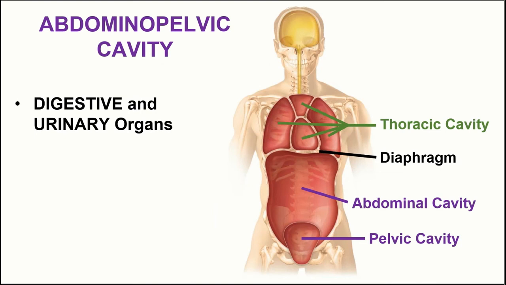Let's turn our attention to the abdominal pelvic cavity here. Now this cavity primarily contains the digestive and the urinary system organs, and we can actually subdivide this cavity into two divisions. We can divide it into the abdominal cavity, which is the superior-most of the abdominal pelvic cavity subdivisions, and then the pelvic cavity is the inferior-most of the cavities that sits pretty firmly between the bones of the pelvis.